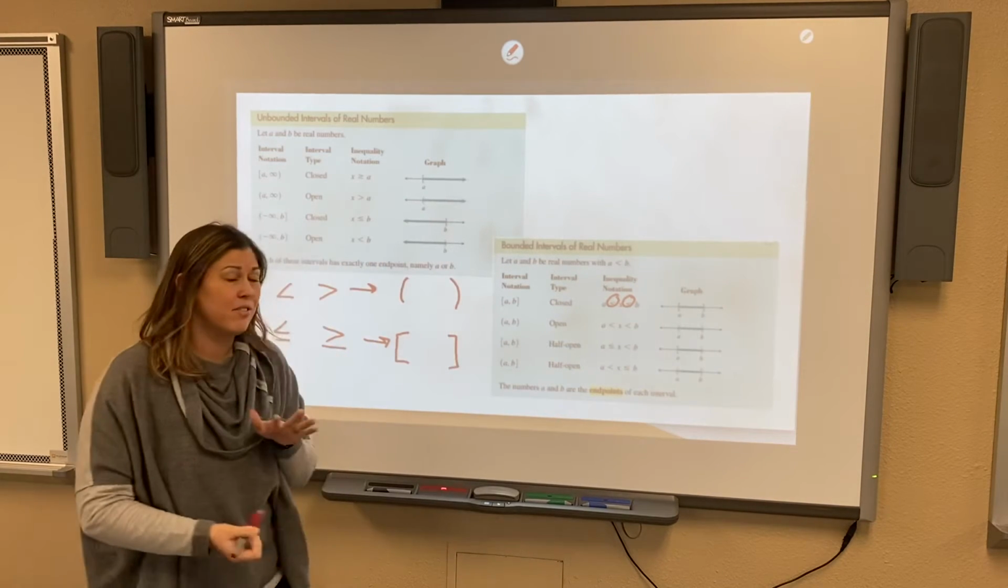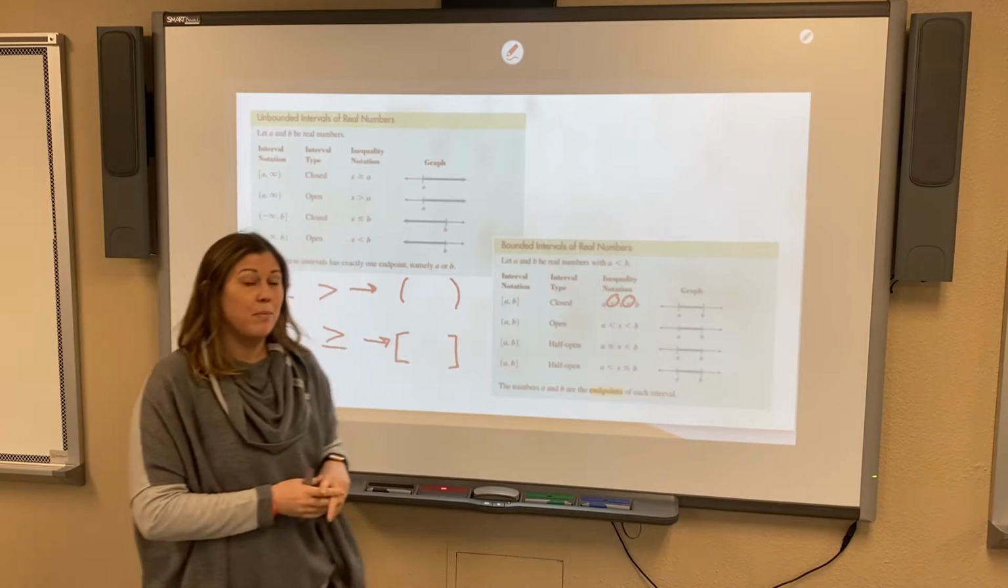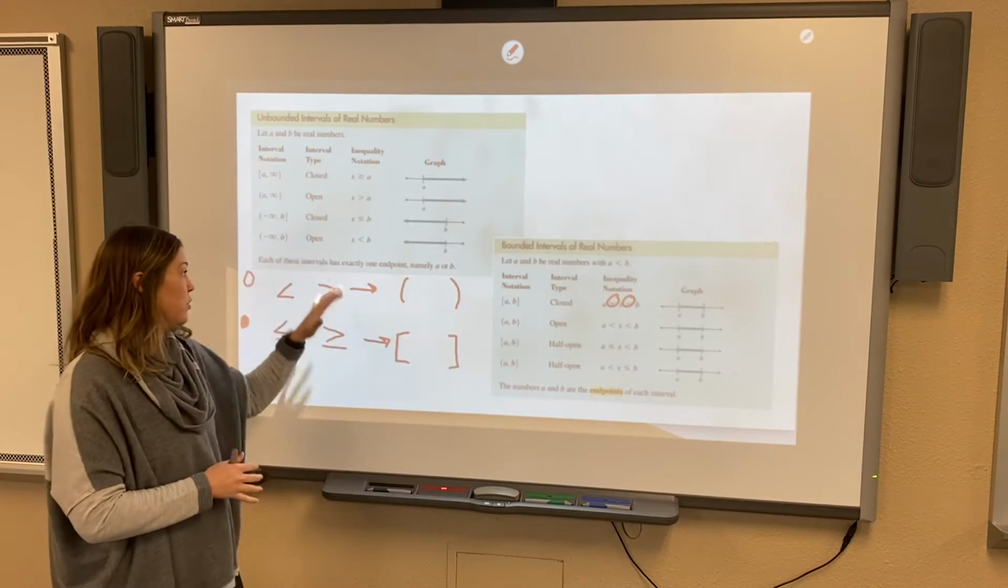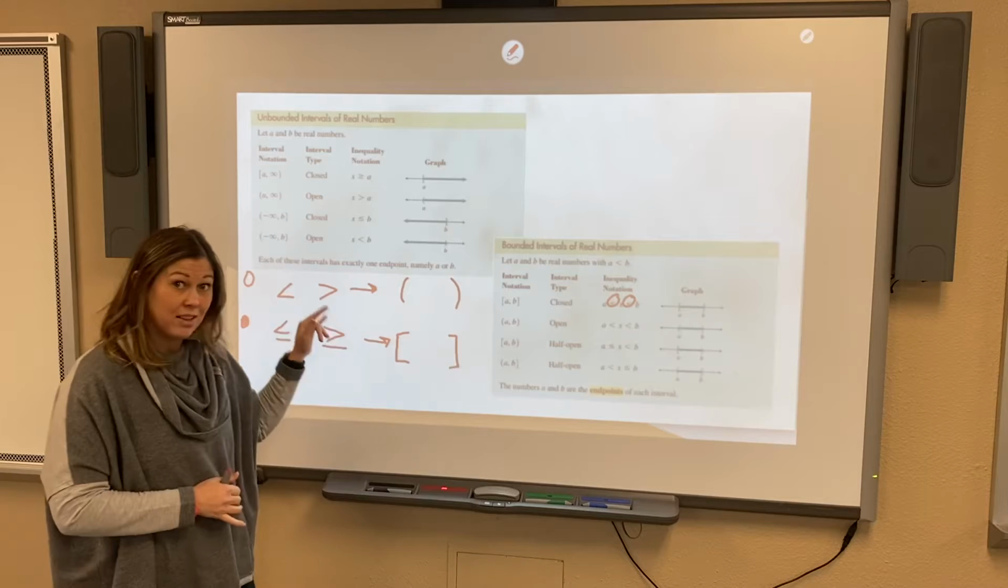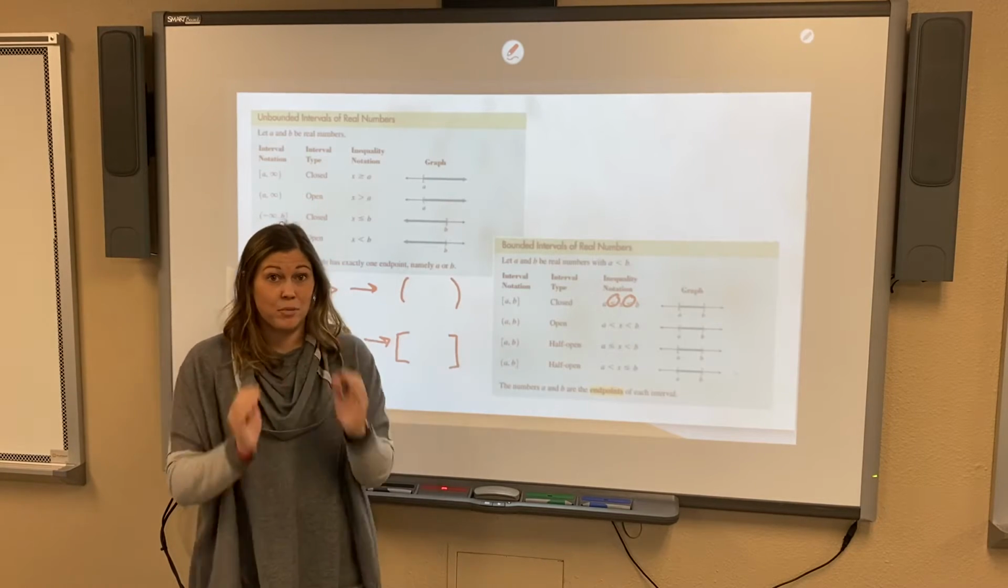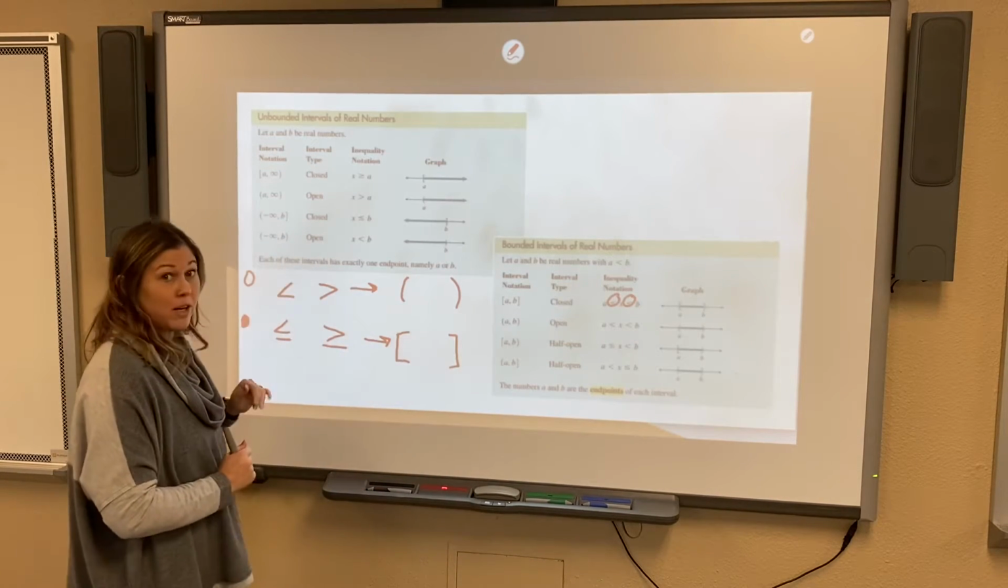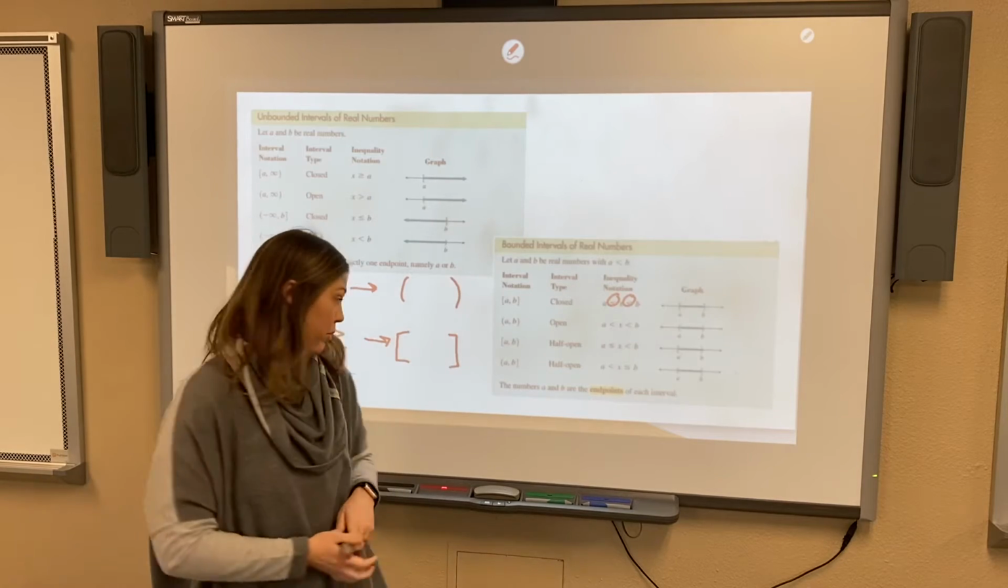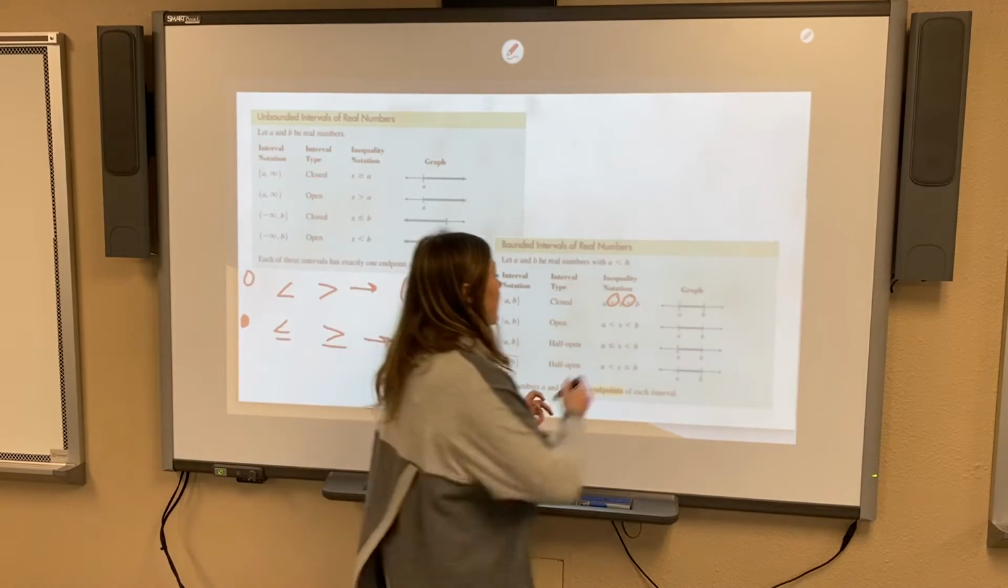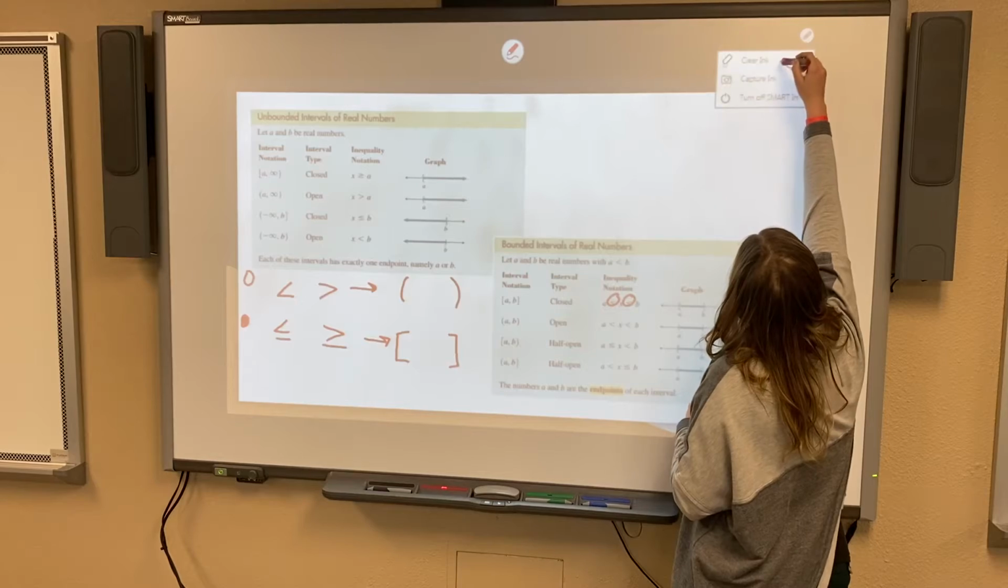So these are just different interval notations. I would look at it back to if it's just a less than or just a greater than, then they're in parentheses. If it's a less than or equal to, greater than or equal to, it's included and they are brackets. Okay, let me clear this.